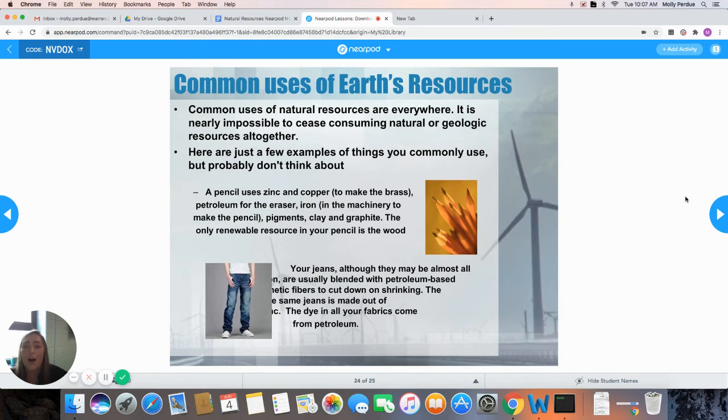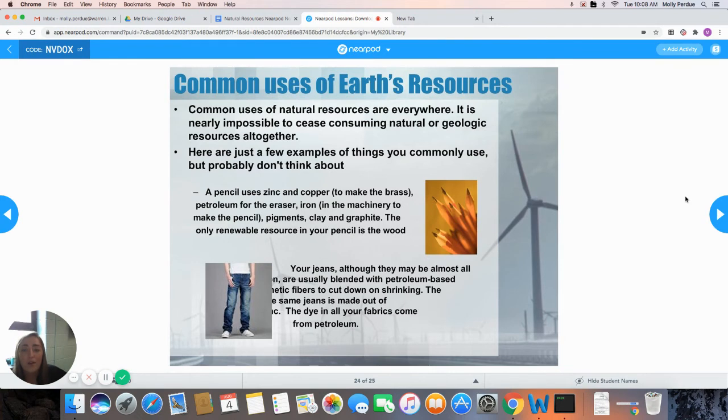Okay, let's go through some common uses of Earth's resources. Okay, we're almost done. Common uses of natural resources are everywhere. It is nearly impossible to cease consuming natural or geological resources altogether. Here are just a few examples of things you commonly use but probably don't think about.